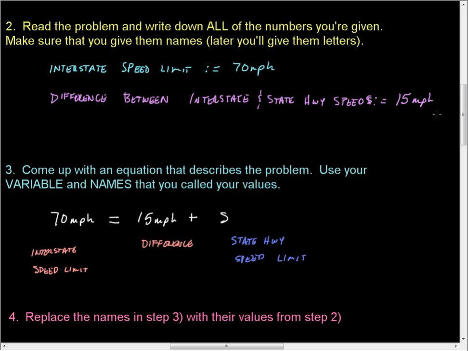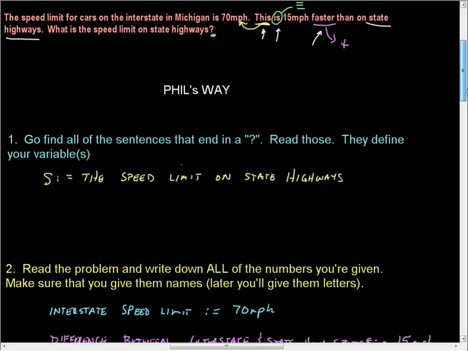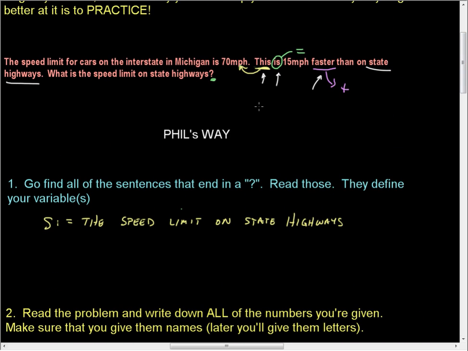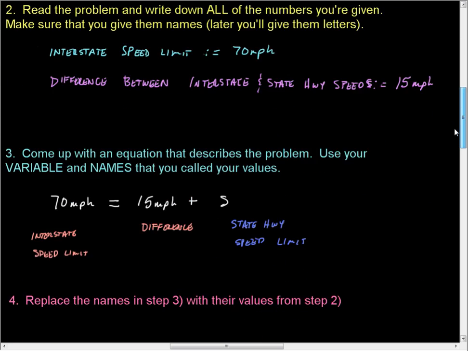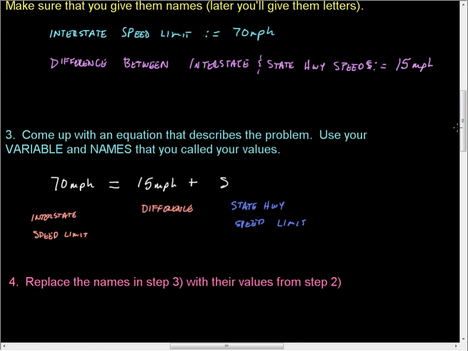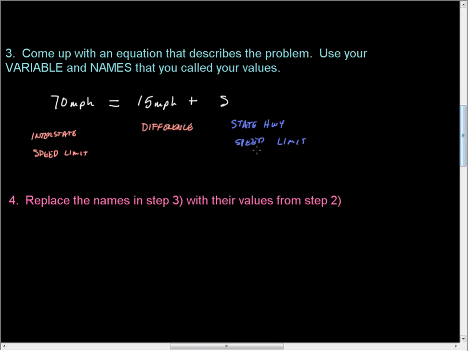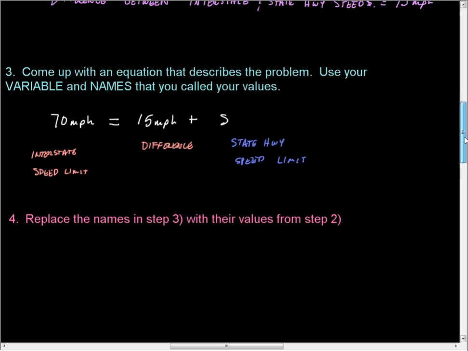Now in this particular problem, the style of the question kind of leads you into the answer. The second sentence sets up the equation in steps three and four. Four says replace the names in step three with their values from step two. I did that all in one. These are the different steps that I take; it's just that sometimes they get cramped together. So be very careful on this and understand your problem.